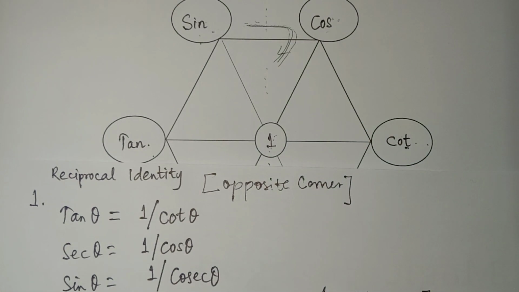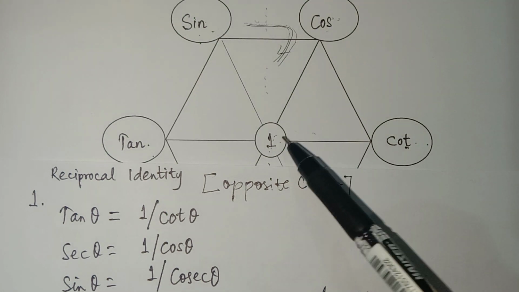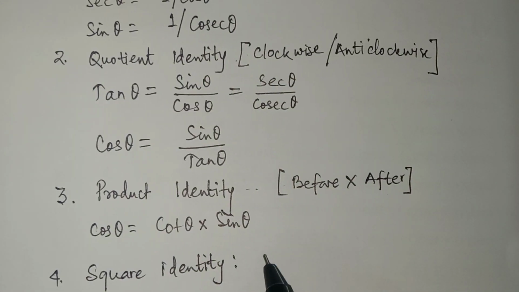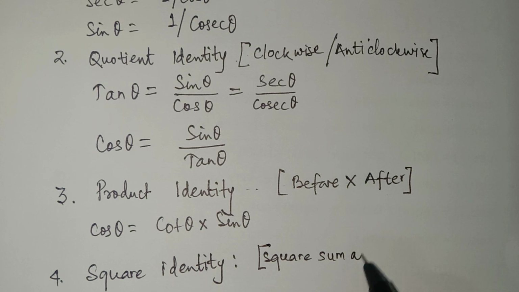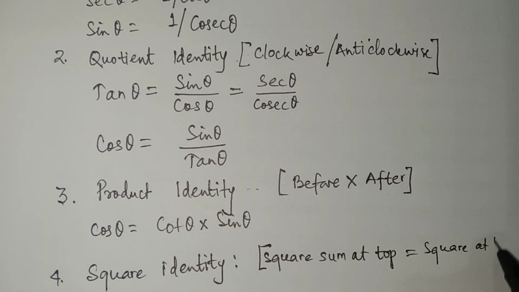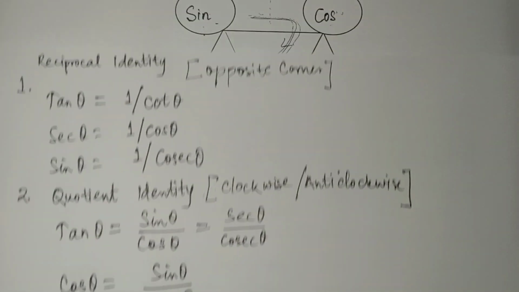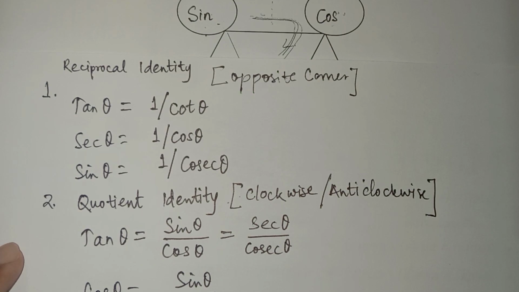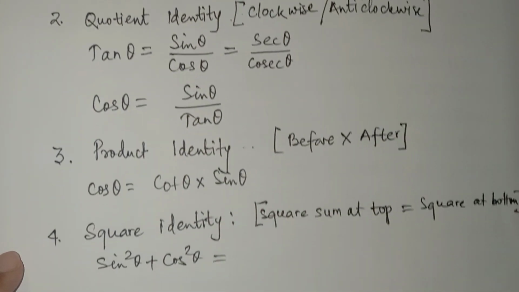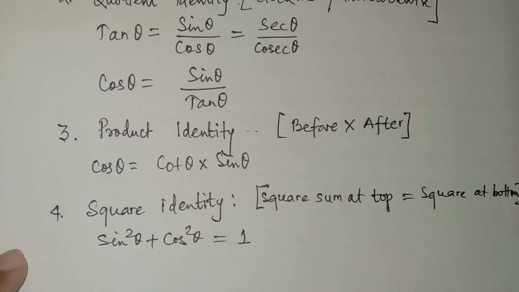So it will be sin square theta plus cos square theta equal to 1 square, that means 1. So the square identity, its trick is square sum at top equal to square at bottom. Here we can see sin square theta plus cos square theta at the top. At the bottom we get 1 square, that is 1. So sin square theta plus cos square theta equal to 1.